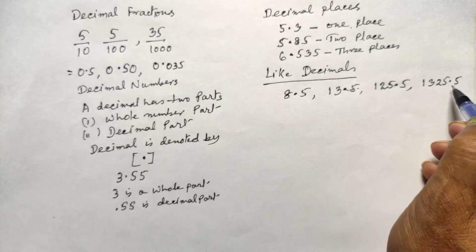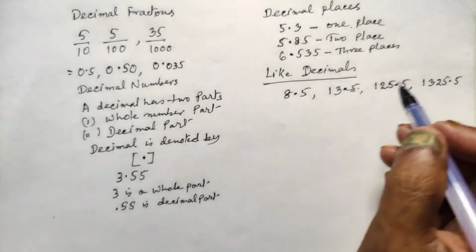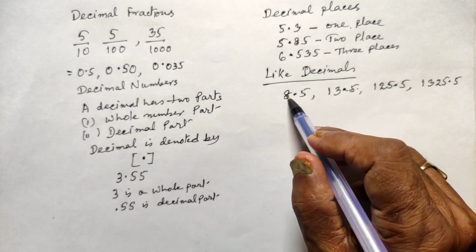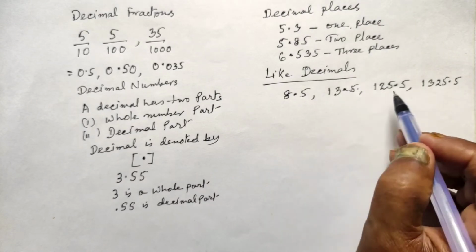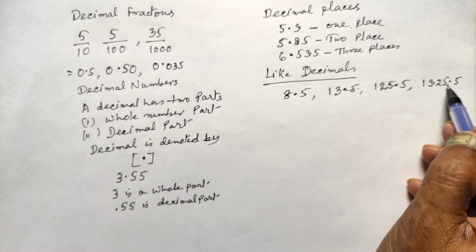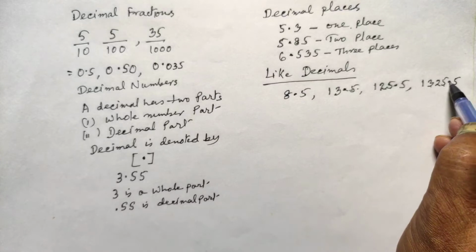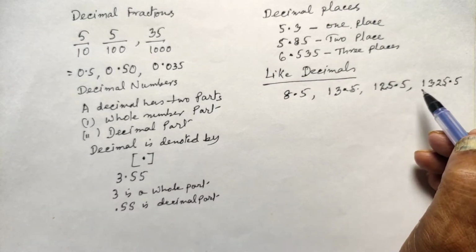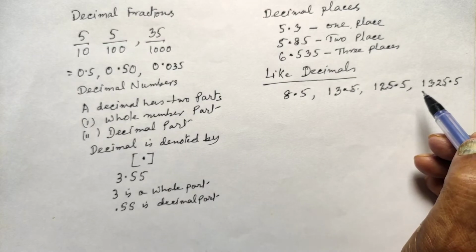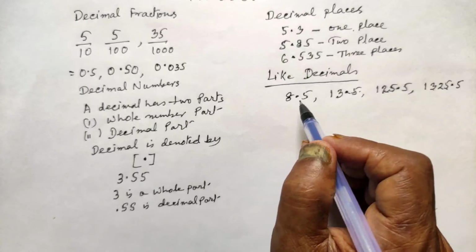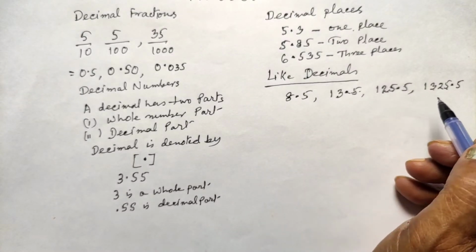1325.5. So, here, though the numbers are quite big, over here 8 is a whole number, over here 13 is a whole number, over here 125 is a whole number, over here 1325 is a whole number, but after the decimal only one digit. So, that is called like decimals. This is one decimal place.